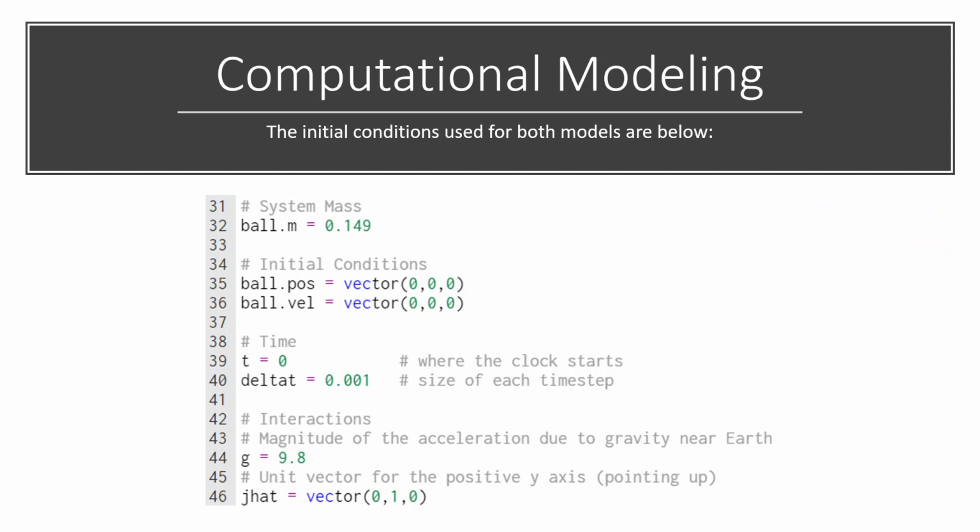Here we can see how I created my two computational models that should help predict the motion of a falling object. For both models, I used the same initial conditions shown below, but the important thing to realize here is that I defined the Earth's gravity to be 9.8 newtons per kilogram, and I defined the direction the object will move along using the variable j hat.